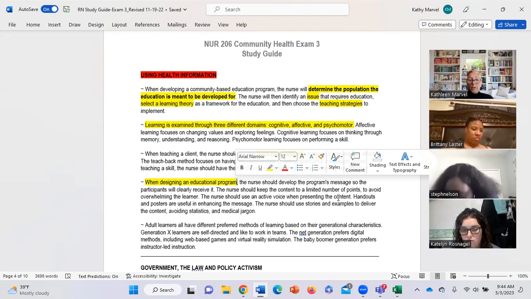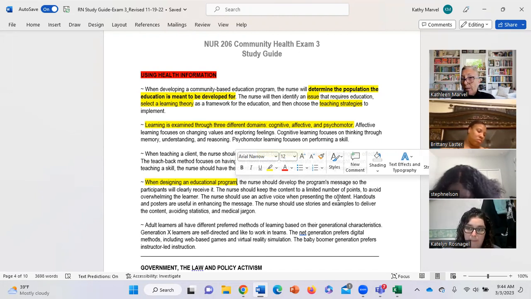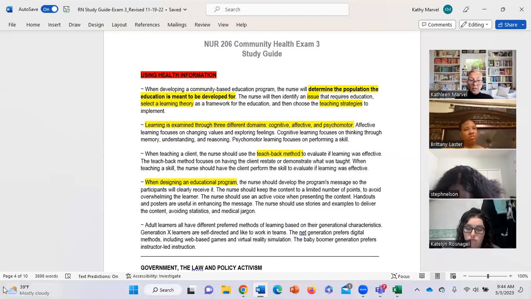Right? Think about it. What if you're educating a group who's hearing impaired? What if you're educating a group who's visually impaired? What if you're working with a client that's aphasic? So lots of different things to think about when developing an educational program. Then this last paragraph here is about different generations and how they learn.